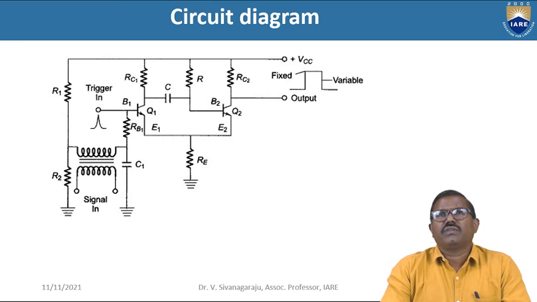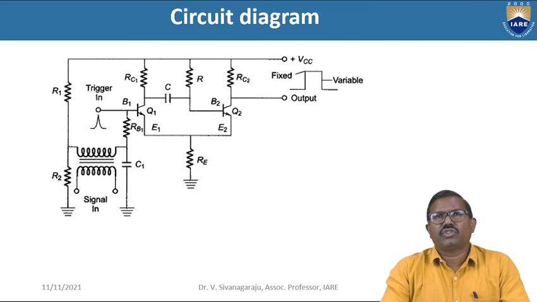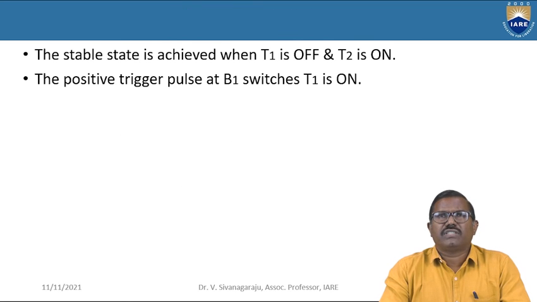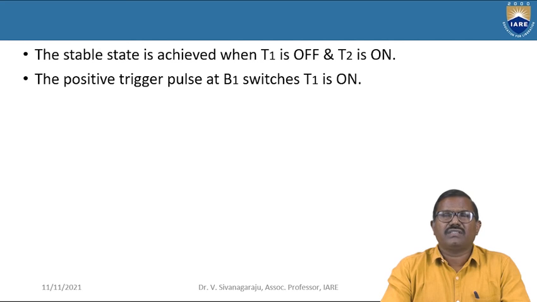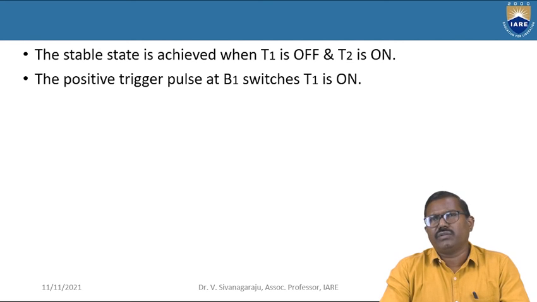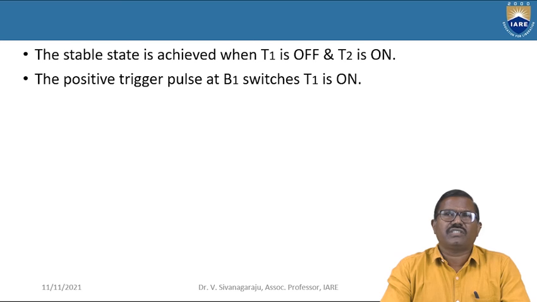This is the circuit diagram of the 555 monostable multivibrator. Here you can see two transistors connected, and the circuit works as a monostable multivibrator, with the triggering given at the base of Q1. The stable state is achieved when T1 is off and T2 is on. That is the stable state.